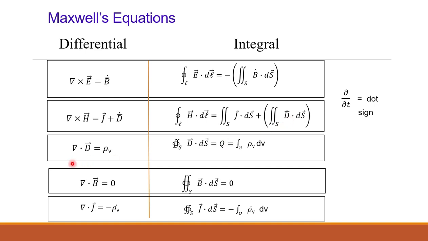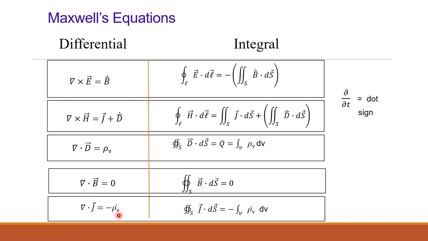Third, from the Gauss law of electrostatics, we get the differential form as del dot D bar is equal to rho V, and closed surface integration of D dot ds is equal to Q, that is equal to triple integration of rho V dV. There is no differentiation with respect to time in this equation, so there is no dot sign here. The fourth equation is Gauss law for magnetostatics, that is del dot B bar is equal to 0. Integral form is surface integration of B bar dot ds bar is equal to 0. No derivative with respect to time, so no dot sign. The last equation is the continuity equation, that is del dot J bar is equal to minus rho V dot.